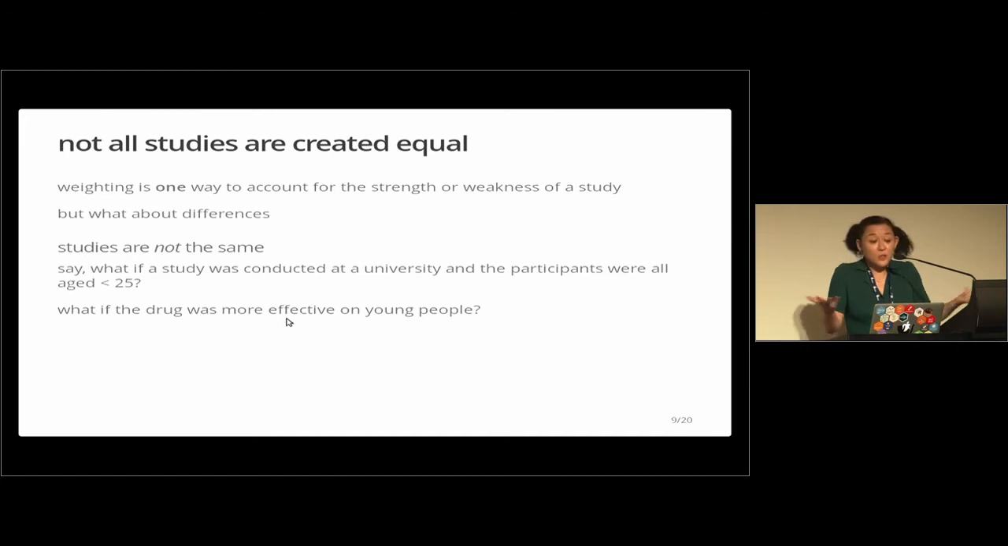And of course, not all studies are created equal. So weighting is one way to account for strength or weakness of a study, but there are also differences created by, for example, let's look at the drug treatment example. What if everybody they looked at was under 25 because the study was performed at a university and everybody they sampled from was students? So maybe young people are going to respond to this drug in a different way. So each study has their own little confounding factors.